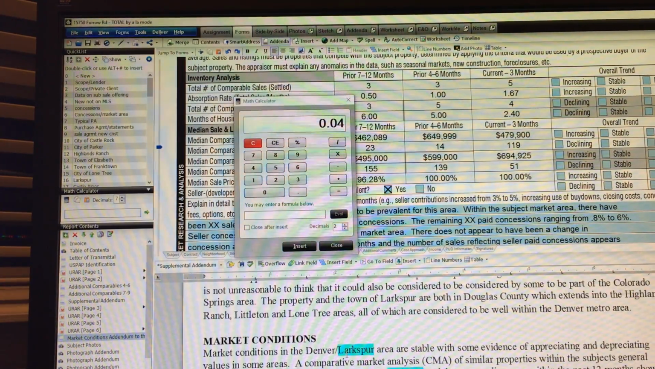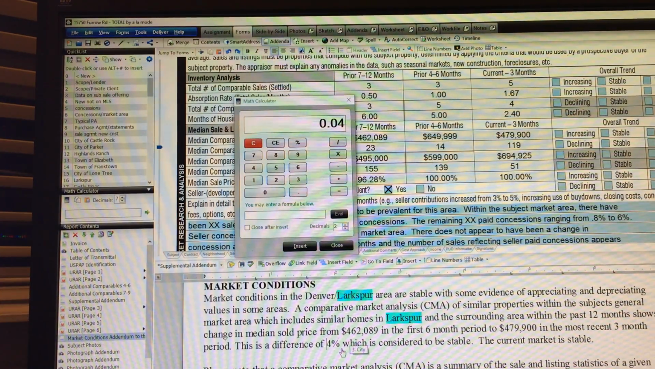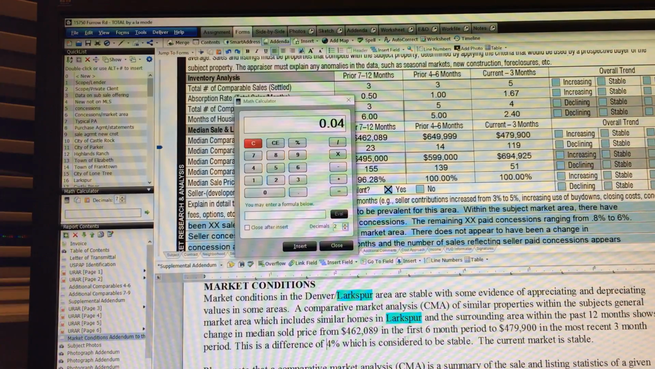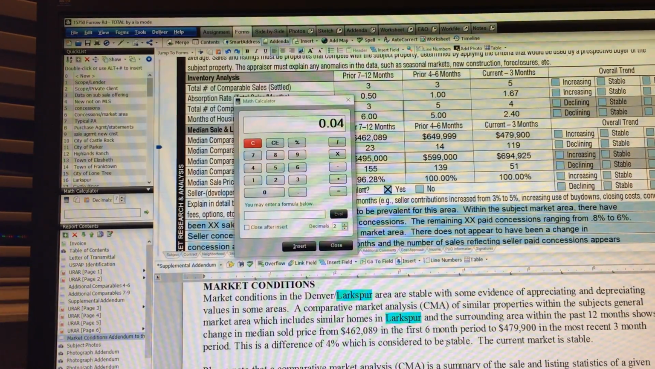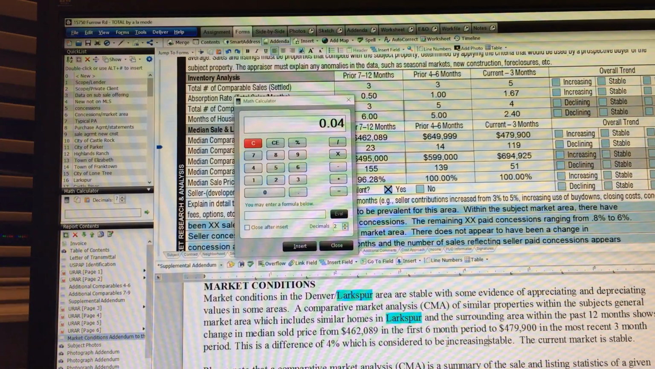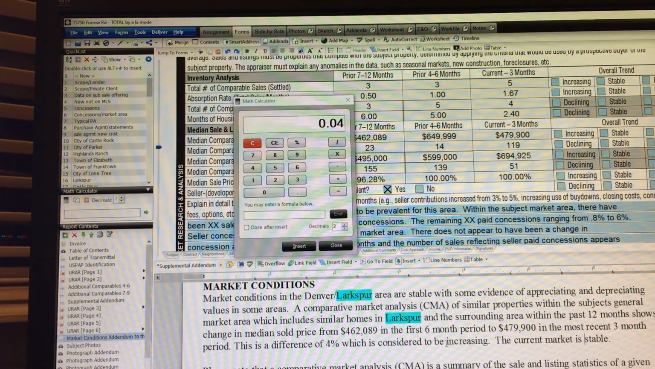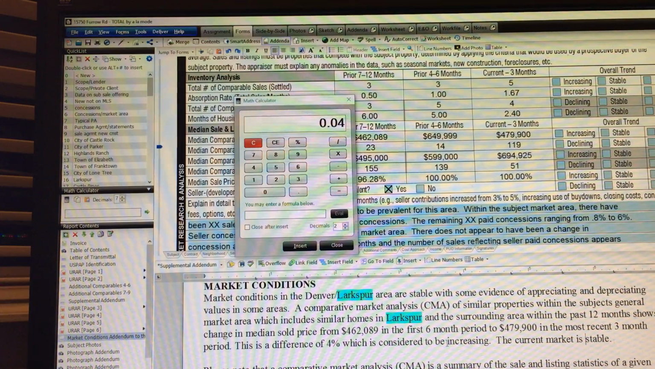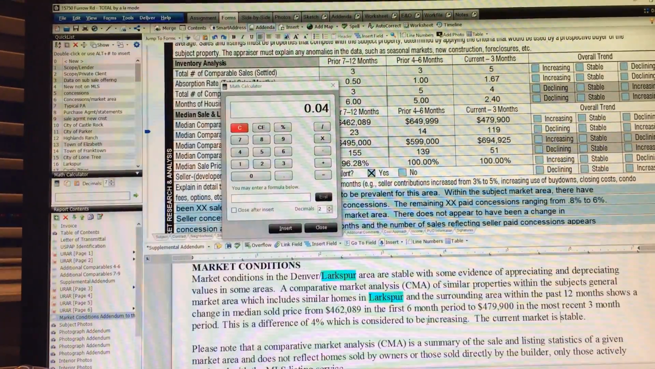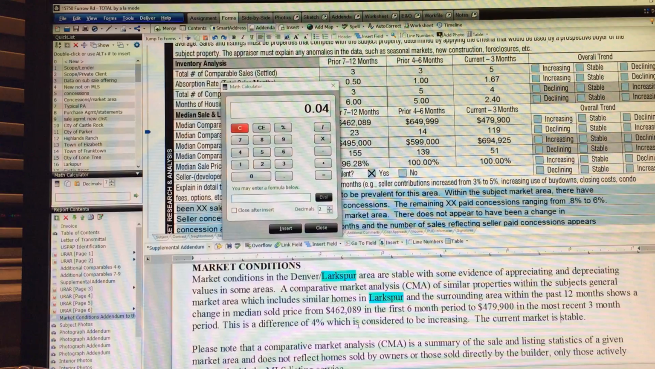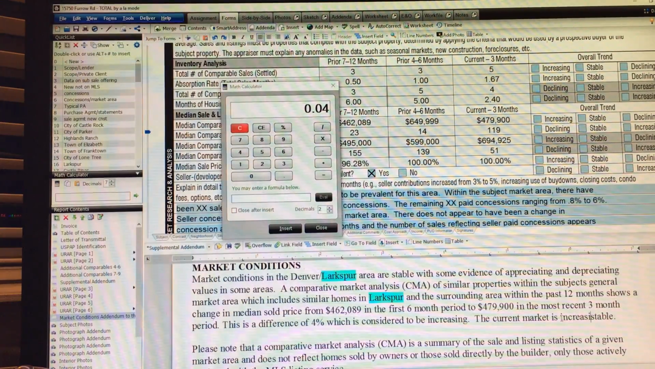This is a difference of 4%, which is considered to be not stable, but increasing. Anything over 3% in my estimation is considered to be increasing. If the market conditions are changing at a rate below 3%, they're considered to be stable. So in this case, we have a 4% change, so we are increasing, and it says the current market is increasing.